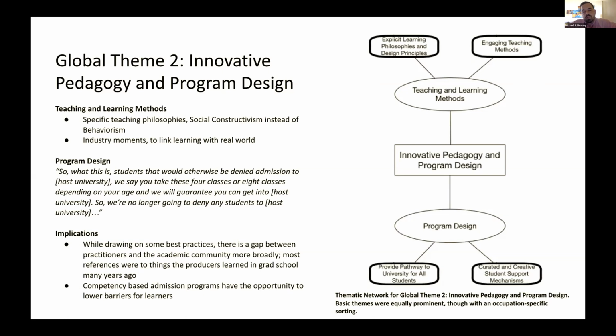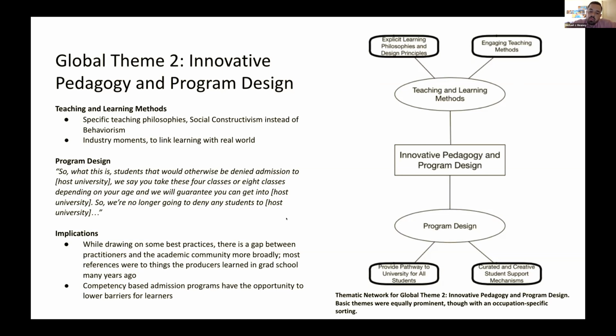Another one of the professors created this whole section on industry moments so that they could link learning to the real world. And then beyond teaching and learning methods, the program design itself was a source of innovation in their perspective, with this really compelling framing by the producer, saying that we are no longer going to deny any student. So if a student applied to the host university and they didn't fit in, they would be offered this alternative pathway.